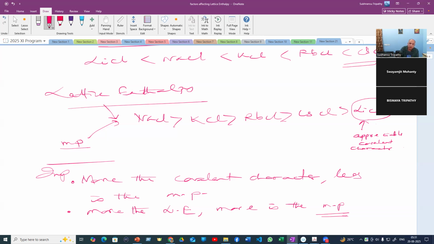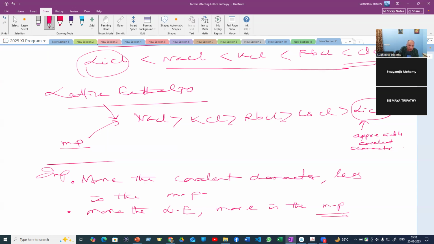Therefore, although as we shall see, the covalent character decreases from LiCl to CsCl. I'll tell you why in Fajan's rule. So, the more the covalent character, the less is the melting point. So here, cesium chloride has the minimum, lithium chloride has the maximum covalent character. So this is removed from this order. But look at these four.